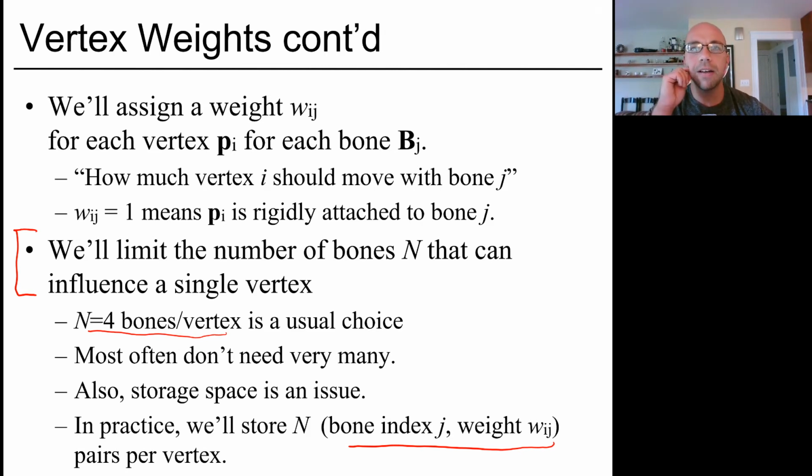Okay, so hopefully you all understand the basics of a skinning weight. Remember, again, just to interpret that number one last time, the idea is that each vertex pi moves with some weighted combination of the bones bj, and that weight is given by wij. Okay, so those are what skinning weights are.